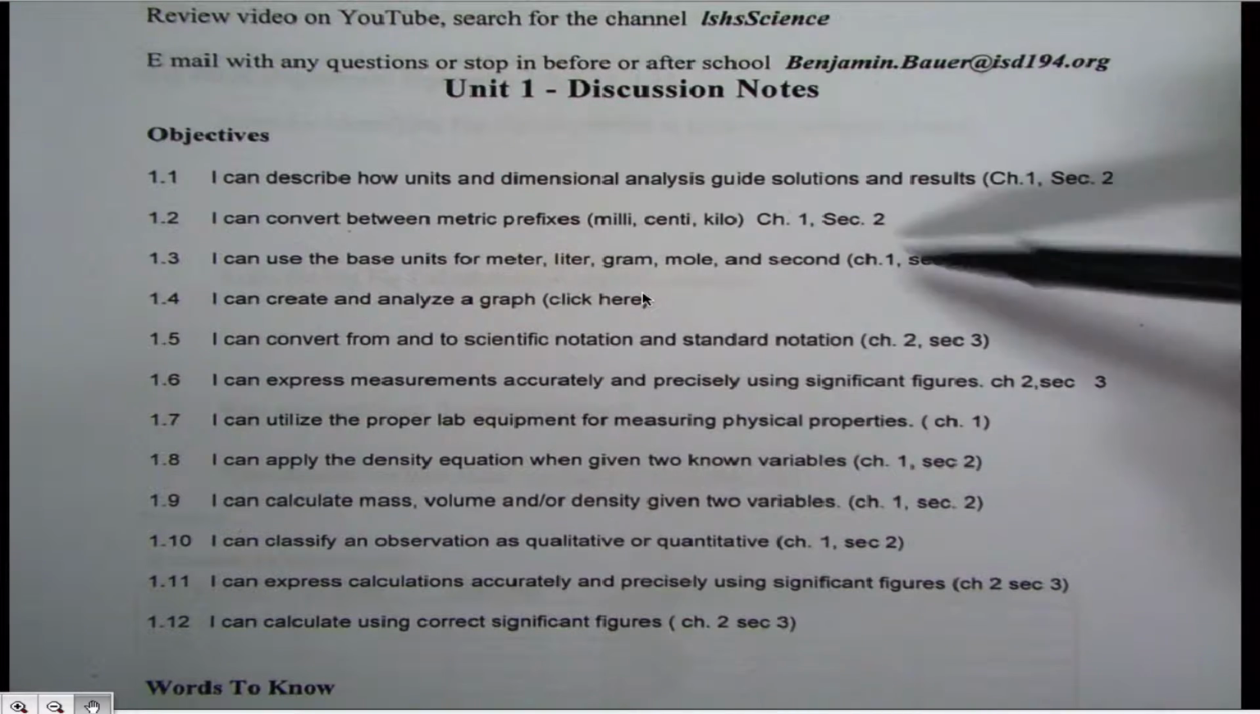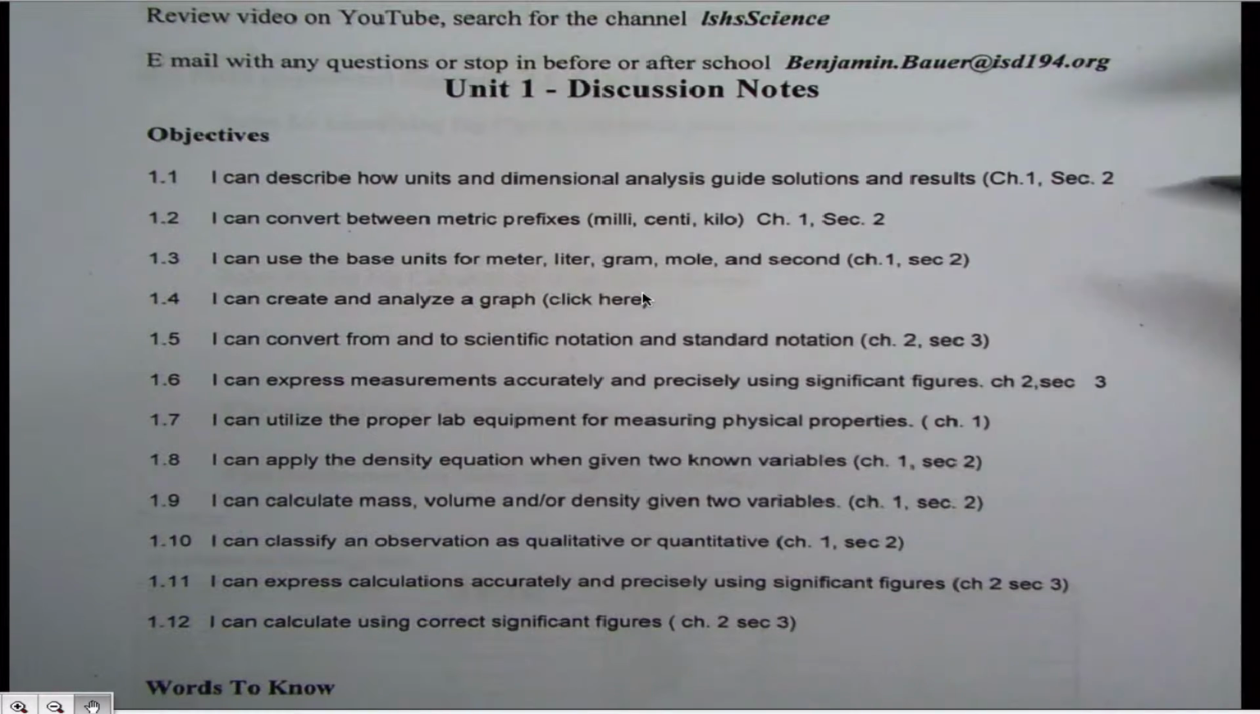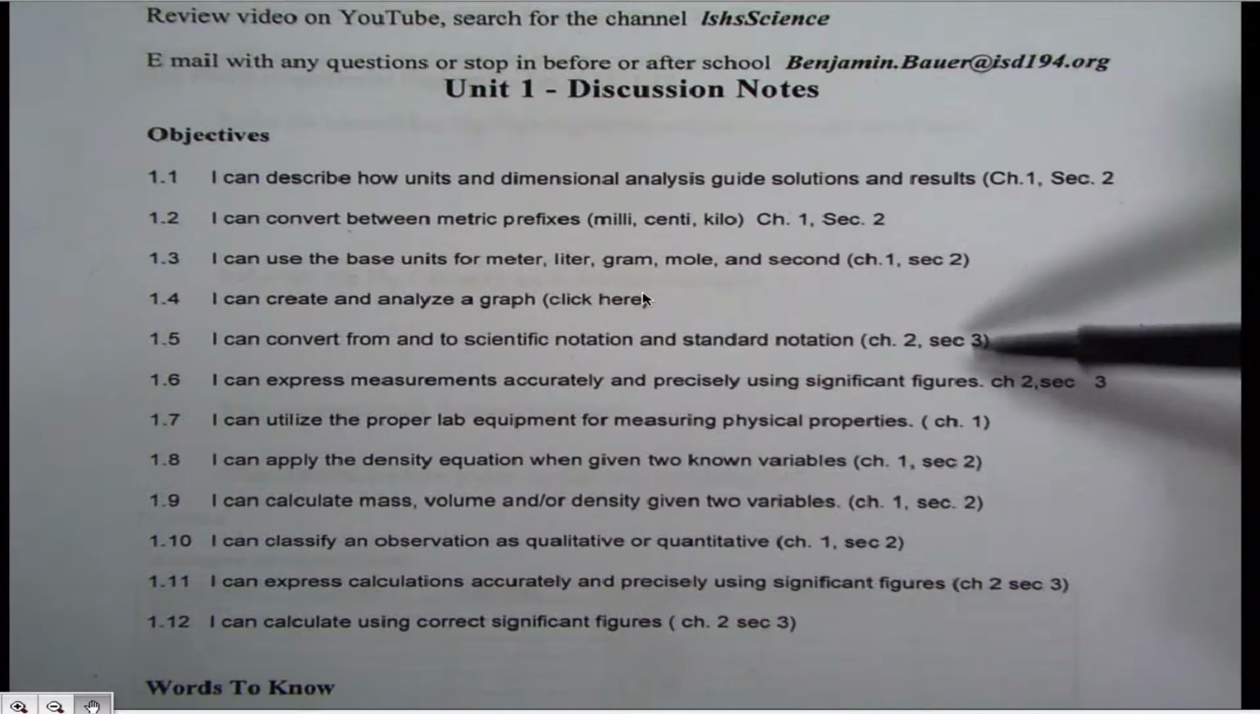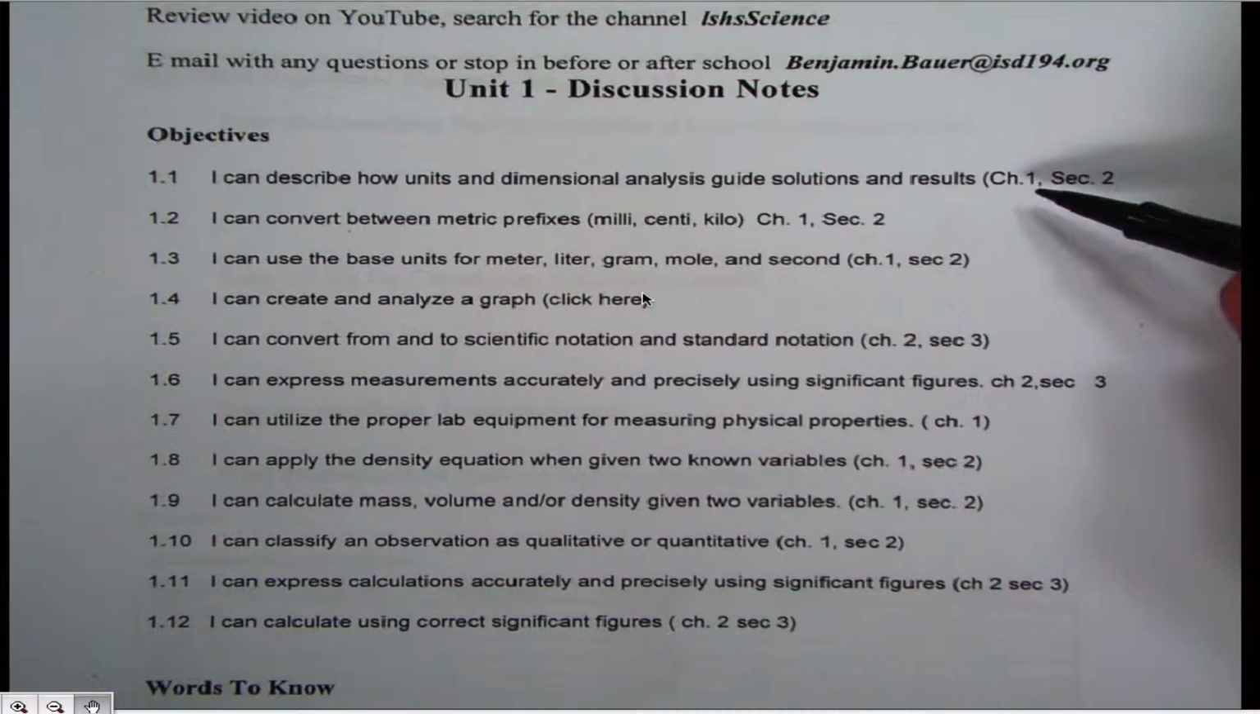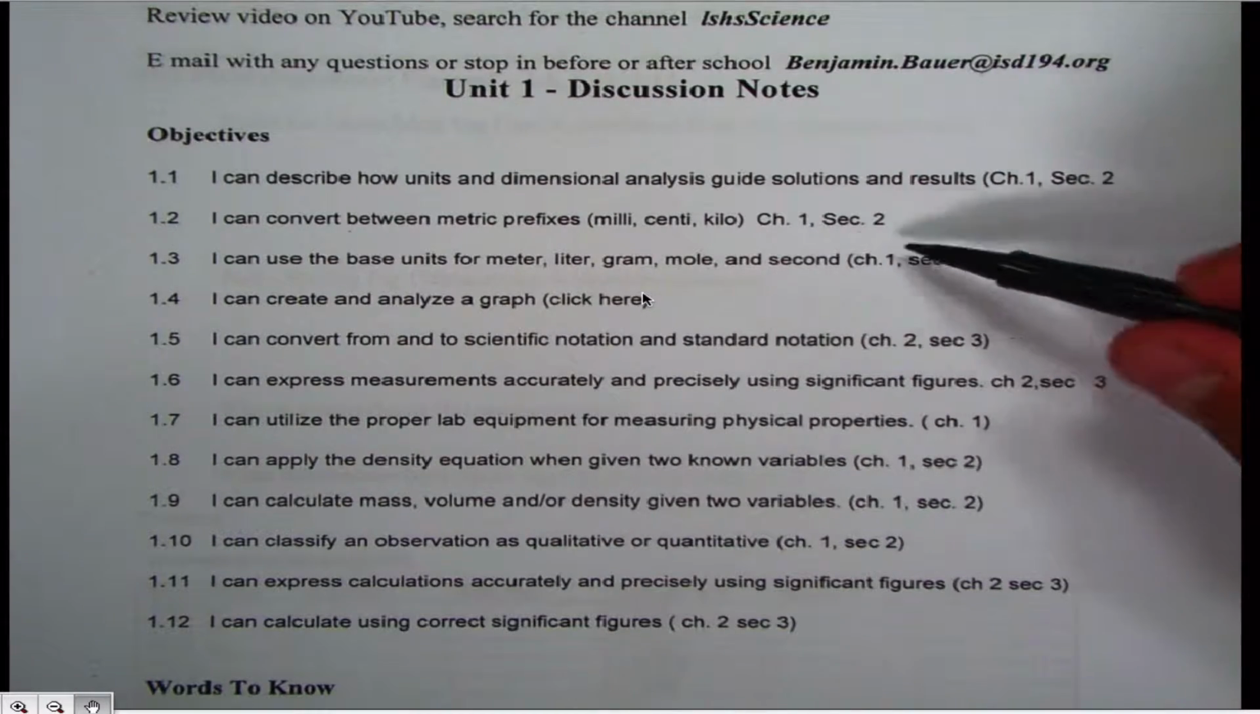So here's the objectives, and here's all the chapter links to them. So if you want to do some extra reading, like you're not sure of something or you need some extra review at home, there's the chapters and the sections.